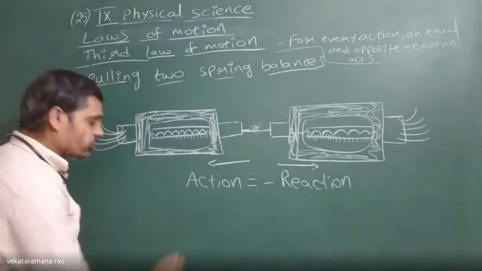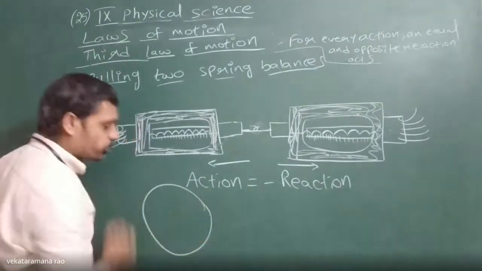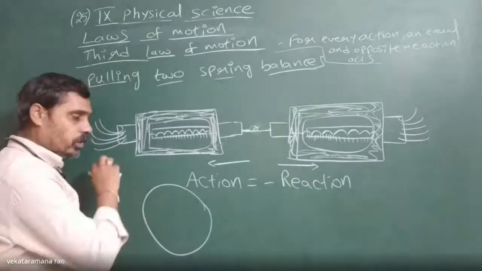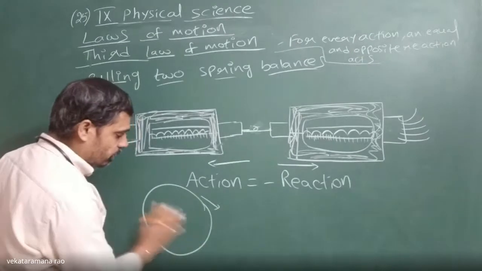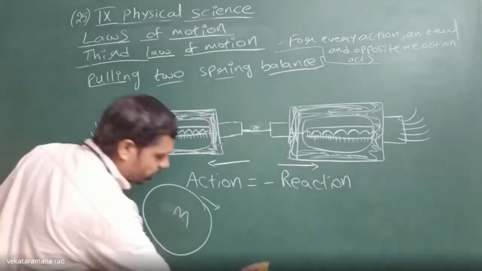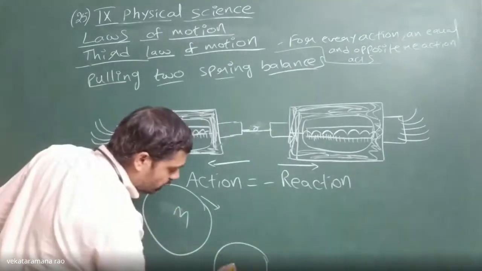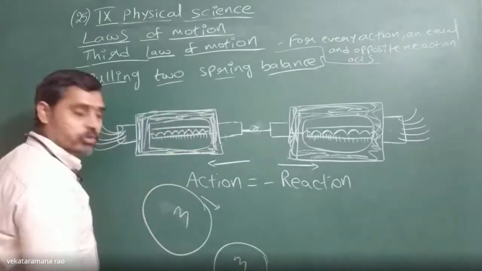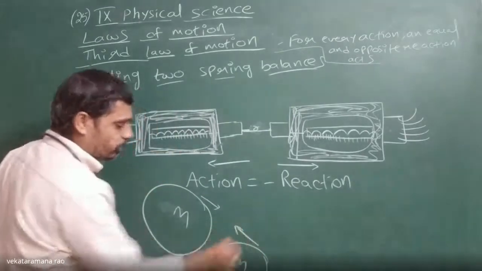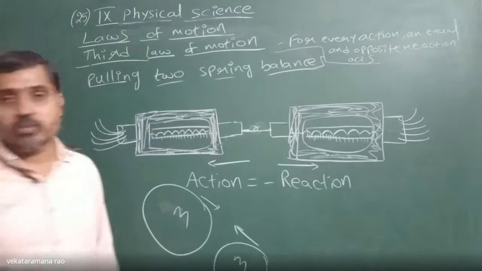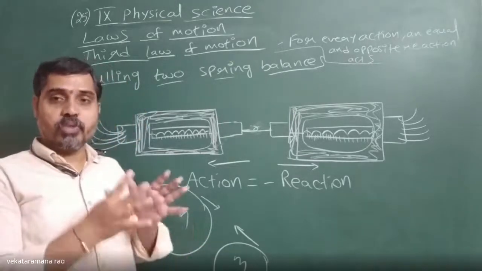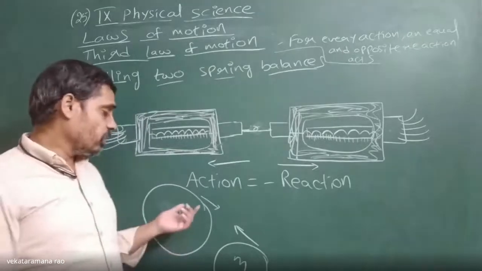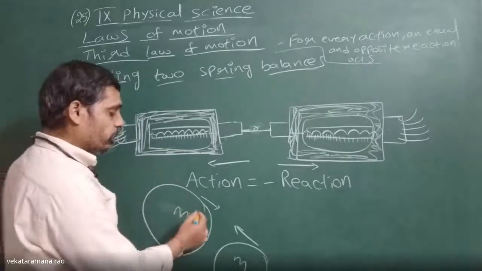Let us assume that one sphere is moving in one direction whose mass is capital M, and if it hits another sphere with a small mass m, which is acting in the opposite direction, then what will happen? These two spheres will come to rest, because this is the force applied by the first sphere.